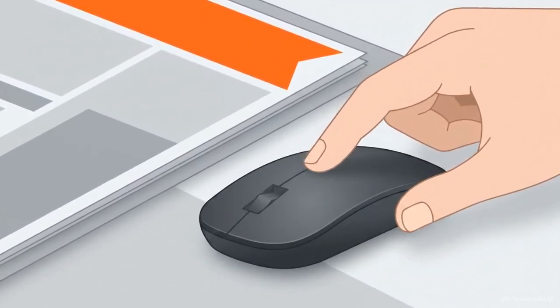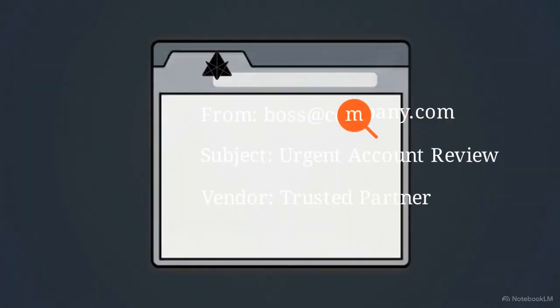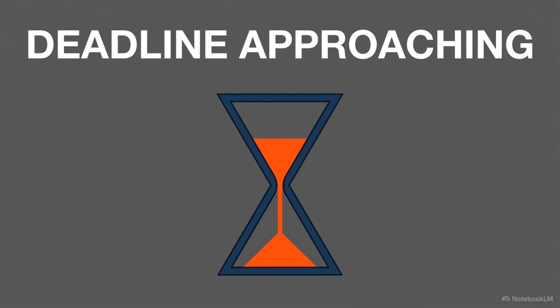Since the technical execution of this attack relies entirely on your initial permission, the attacker's primary weapon is psychological manipulation. These campaigns use incredibly accurate corporate formatting. They spoof email addresses so they look like they come from your boss, and they use familiar vendor names to build immediate trust. Then they apply pressure.